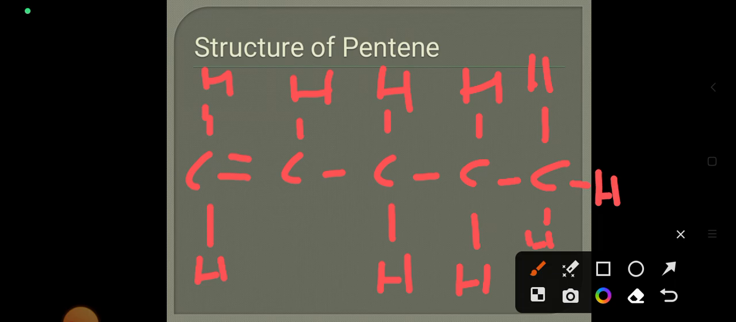So this is how we write the structure for pentene. Make sure every carbon has 4 bonds around it. That is, the valency of carbon is 4, so the valency of carbon must be satisfied. Usually since it is a hydrocarbon, we can only expect hydrogen and carbon. So again coming to the molecular formula, it would be C5H10.